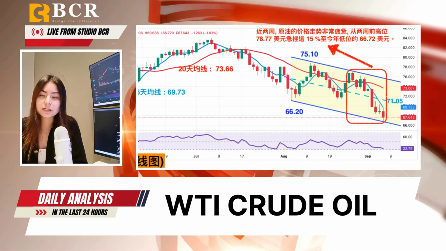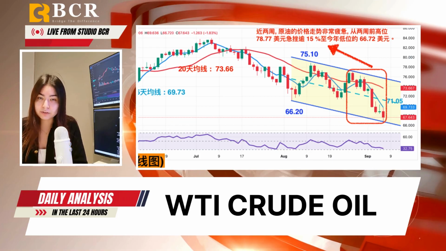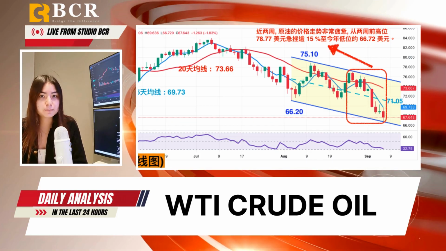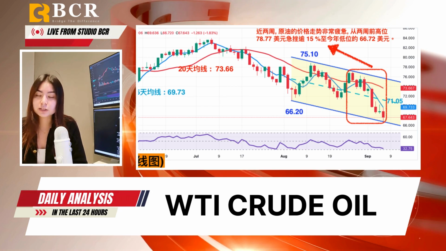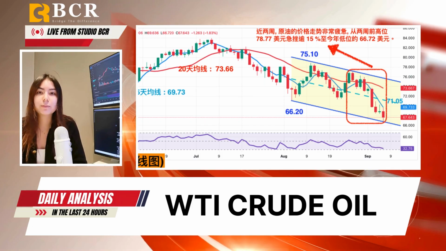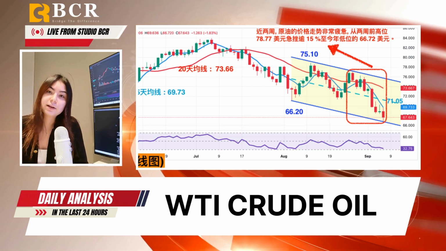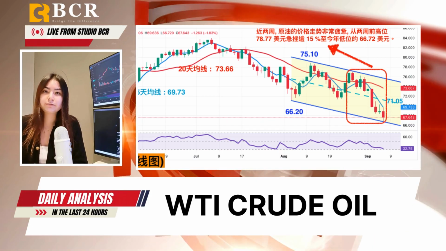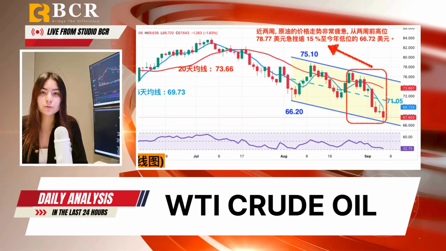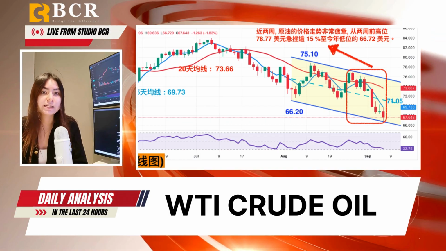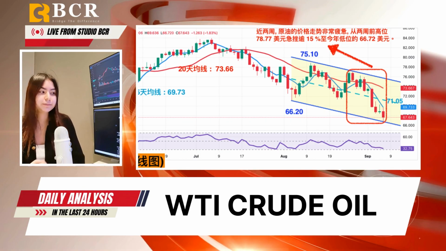The 14-day RSI at 32.75 suggests a possible recovery. If the prices rise back above $70, the resistance levels are at 72.10 and 73.66, with a potential target of $75.44. On the downside, watch for 66.72 as a key support, followed by $66.20.